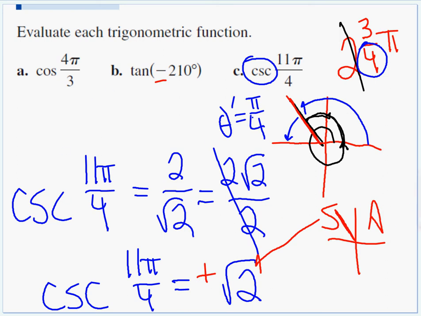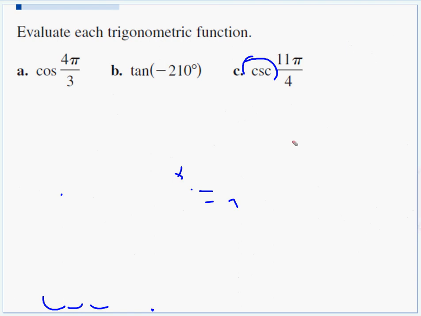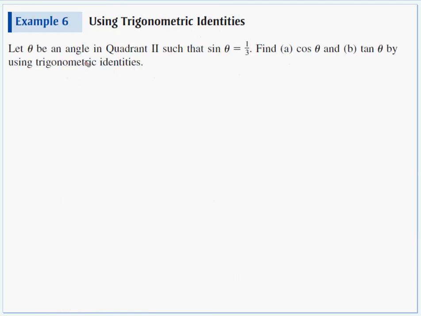Okay, let's see what we got next. Here we got one of our clues. Theta is an angle in quad 2, and sine is 1/3. They want us to find cos and tan just by using the identities. So I'm going to set it up like this. We know our angle's in quad 2, so I'm going to draw my angle opening into quad 2. And we know that sine is 1/3.